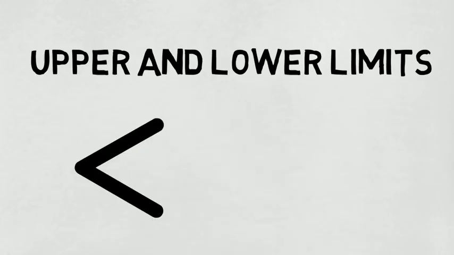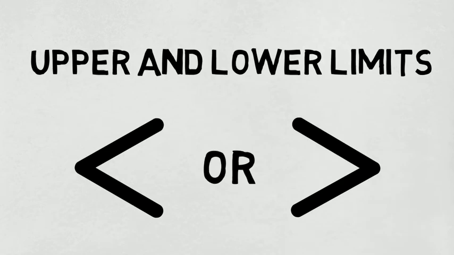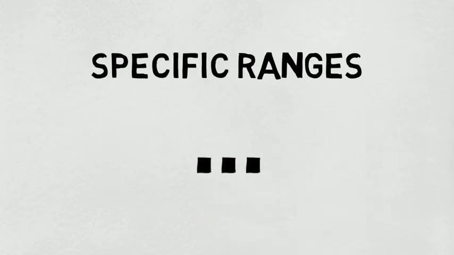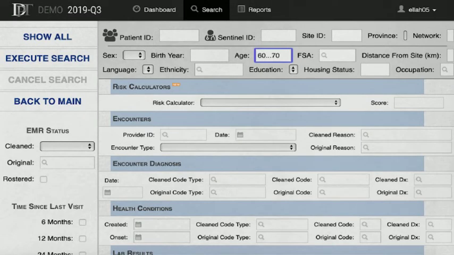When creating searches, we can use less than or greater than symbols to specify upper or lower limits to values. Specific ranges can be specified with 3 dots. For example, 60...70 will search for patients in the range of 60 to 70 years old.